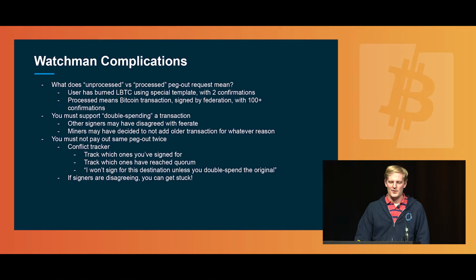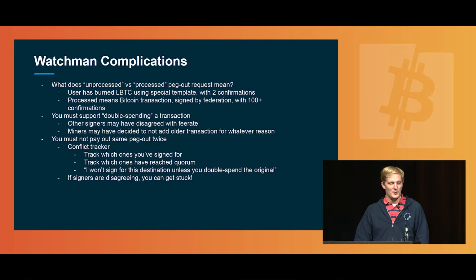The Watchman has to support double spending a transaction. There are an infinite number of cases where something you've signed, the HSM or the functionary knows they've signed, that it may not make it into a block 100 deep. There's just infinite possibilities, basically. Something you thought was reasonable was not reasonable to a Federation member. It's kind of hard to enumerate. There's just so many cases.